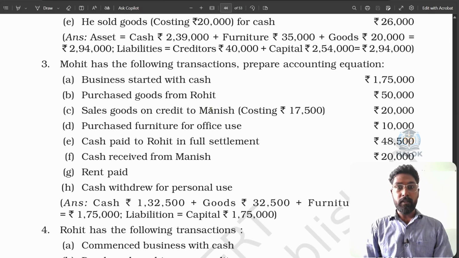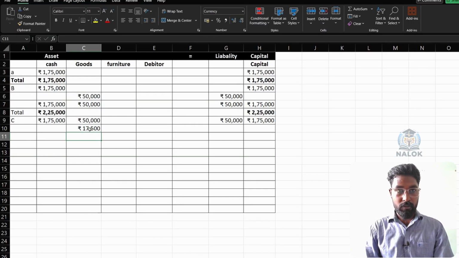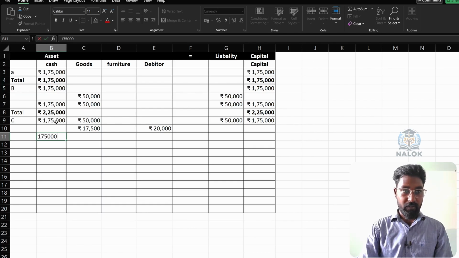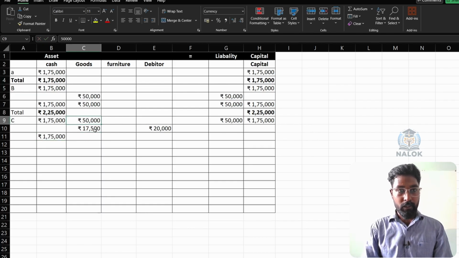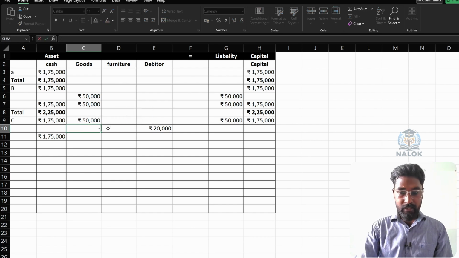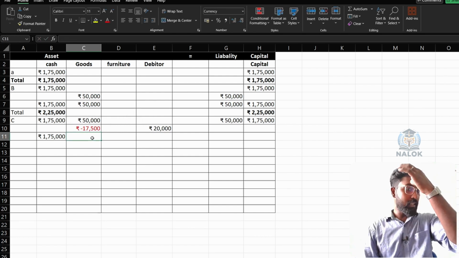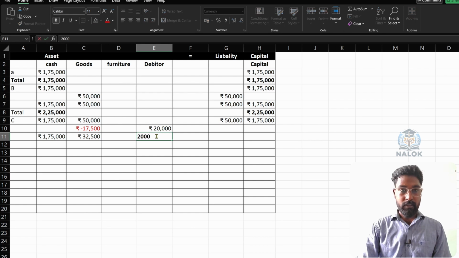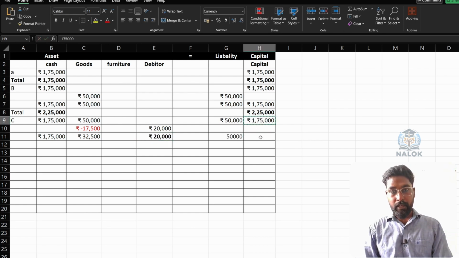Sales goods on credit to Manish. We are selling 75,000 worth of goods to Manish on credit basis. Let's decrease 75,000 worth of goods. Manish is a debtor. He has to pay us 20,000 because we are selling goods on credit. So Manish is going to be giving us the money. Cash asset below, it's not affected. It's going to be the same. But this one, 50,000 minus 17,500 because we sold 17,500 worth of goods. So now this is going to decrease the goods asset to 32,500. Okay. So balance 20,000 is yet to be paid. Liability is not yet affected. Capital is still the same.